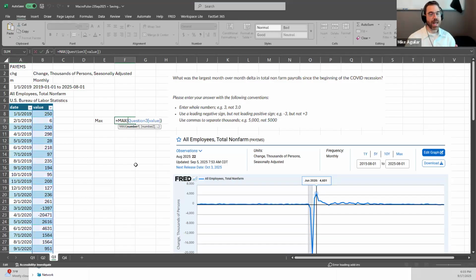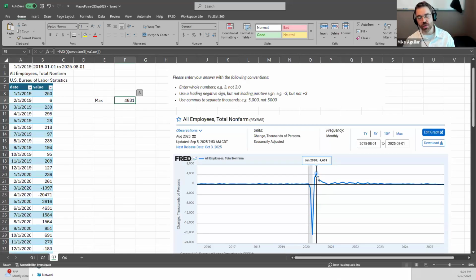So what I want to do is take the max of question 3, but I have 2 columns in the question 3 table. I have the date and the value. I want the value, right? The maximum of that change. And that was 4,631. And that's exactly what hovering over the graph gave us. 4,631, June 2020, which was right there.